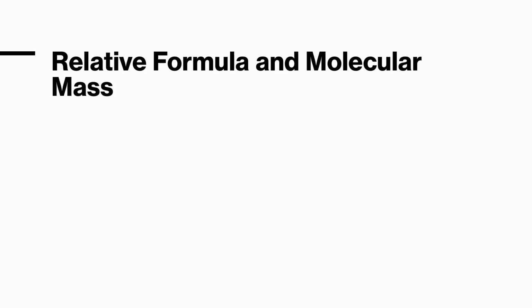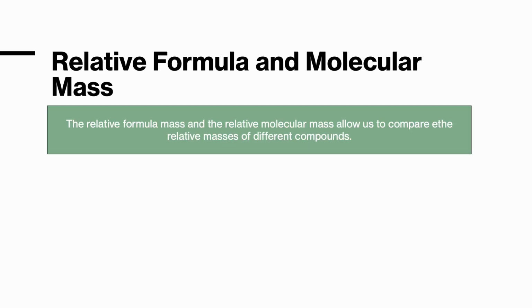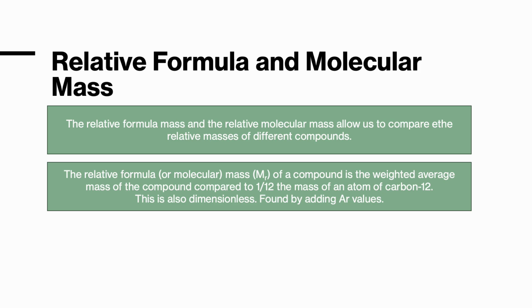Extending this further, we'll look at the relative formula and molecular mass. The relative formula mass and the relative molecular mass allow us to compare the relative masses of different compounds. The relative formula or molecular mass of a compound is the weighted average mass of the compound compared to 1/12 the mass of carbon-12. This is found by adding up the relative atomic masses of all the atoms in the compound, and it is also dimensionless.